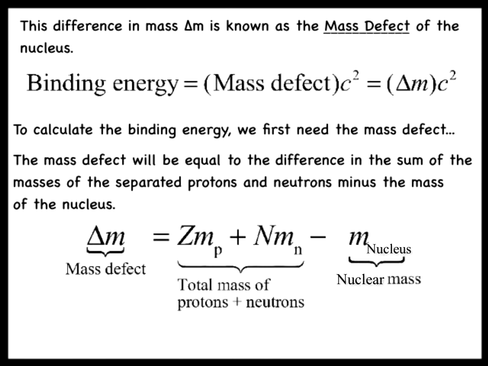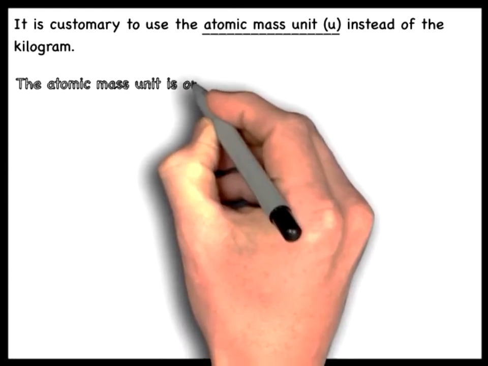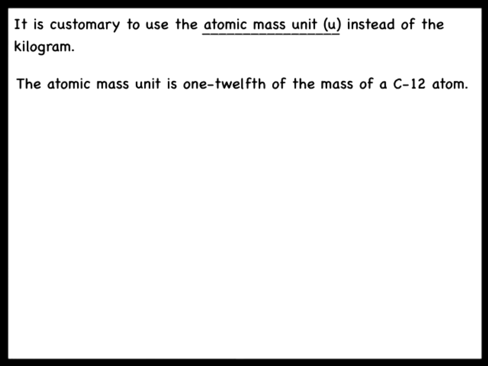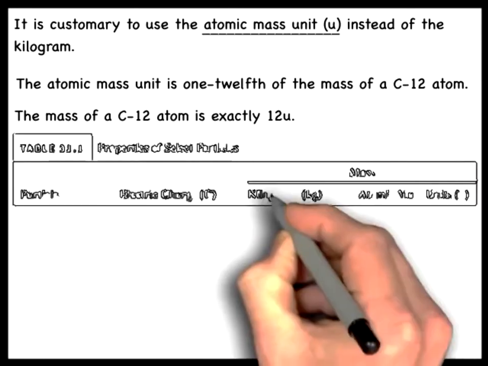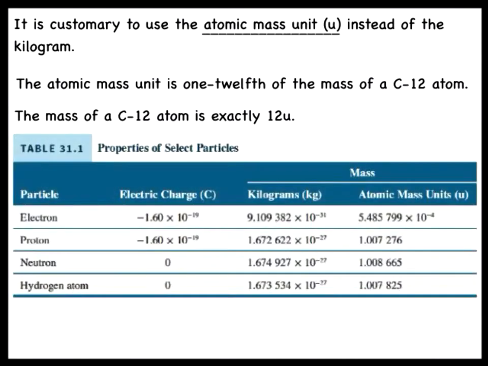Sometimes the mass of the nucleus will be given in kilograms. However, more frequently, the binding energy of a nucleus is found by using the atomic mass. It is customary to use the atomic mass unit, u, instead of the kilogram. As introduced in section 14.1, the atomic mass unit is 1/12 of the mass of a carbon-12 atom. In terms of this unit, the mass of carbon-12 is exactly 12 u. The following table also gives the masses of the electron, the proton, and the neutron in atomic mass units.